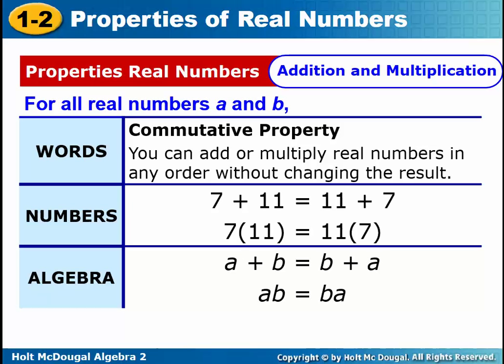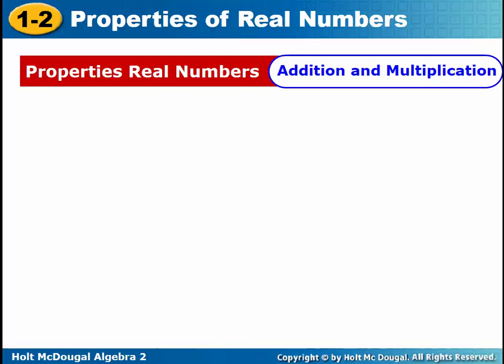Here are some that you're more familiar with and that we'll be using more often. The commutative property says that you can add or multiply real numbers in any order without changing the result. So the commutative property means you can change the order, and it doesn't change the answer.